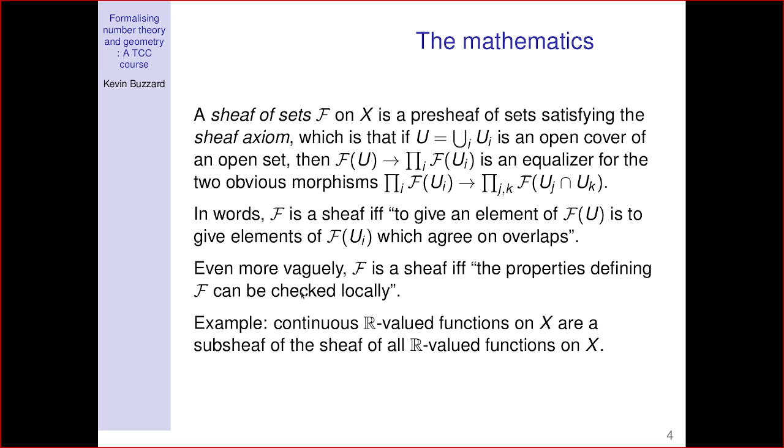The canonical example when people are trying to explain what a sheaf is, is continuous real valued functions on a topological space. Those are a sheaf because continuity is something that can be checked locally. But I would argue that what's actually happening here is that we're defining a subsheaf. We've got the sheaf of all real valued functions on X, which is trivially a sheaf, and then the continuous ones are a subsheaf. So this stuff about being checked locally is really a definition of a subsheaf. Here's a definition of a sheaf: a good definition of a sheaf is elements which agree on overlaps.